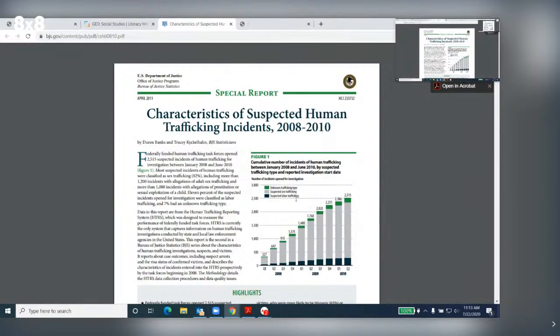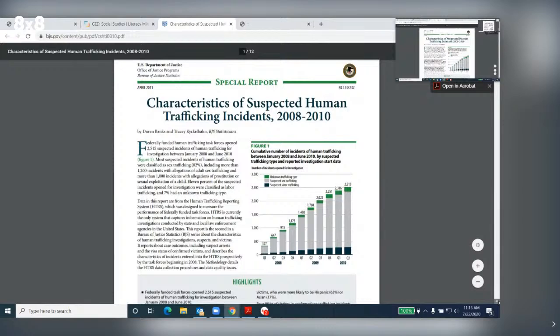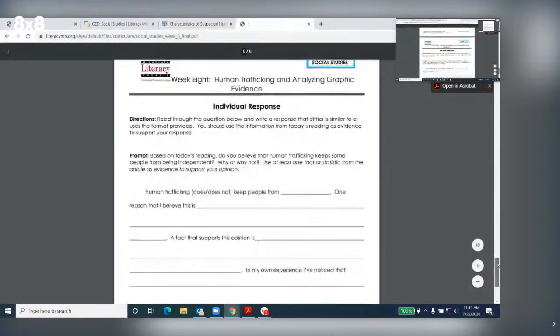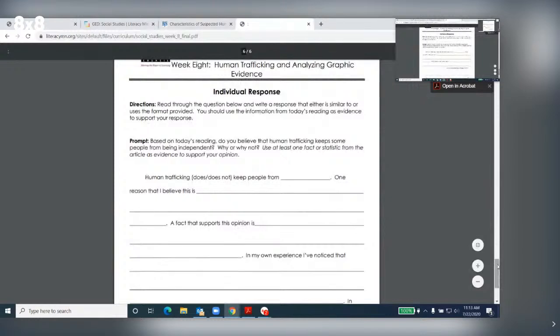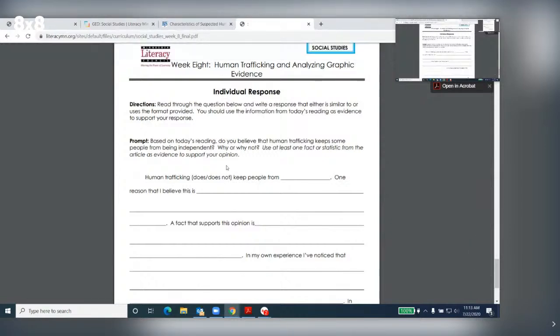And just at the end too, after you've read this, you'll have a better idea. You're just going to go ahead and, based on the response, do you believe that human trafficking keeps some people from being independent? Obviously, if you're working for someone else, you really don't have a whole lot of independence. So that one might be a little bit easier than you thought. You're probably going to say yes, it does, because you're forced into doing something, you're not really independent. But I'll go ahead and post that video too, and you can just work through this when you get a chance. Like I said, you don't necessarily need to read that whole article. You can just go through it.